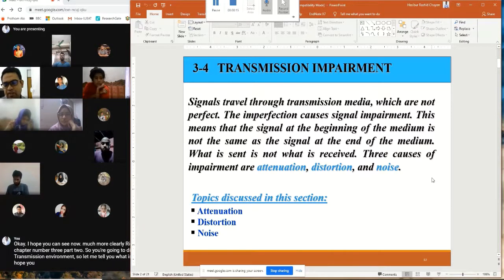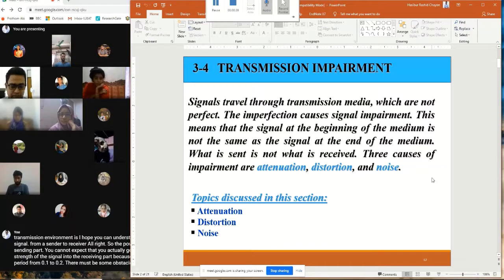I hope you can understand that whenever you send a signal from a sender to a receiver, the power you are sending from the sending part, you cannot expect that you actually get the similar kind of power or strength of the signal at the receiving part, because during this transmission period from point 1 to point 2, there must be some obstacles, there might be some noise, there might be some interference. So all these kinds of noise, interference, obstacles, and so many other devices reduce the energy of your signal, and you will get a different kind of signal compared to whatever you actually sent on the sending side.